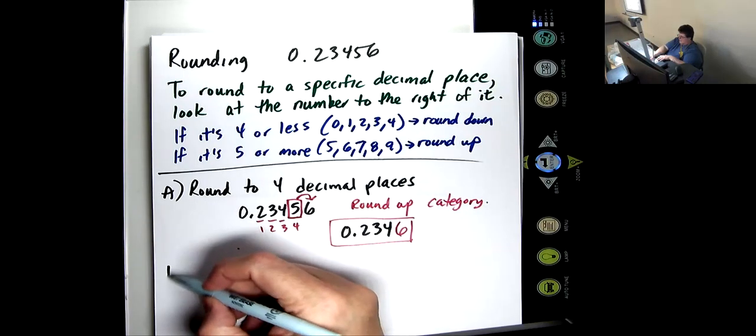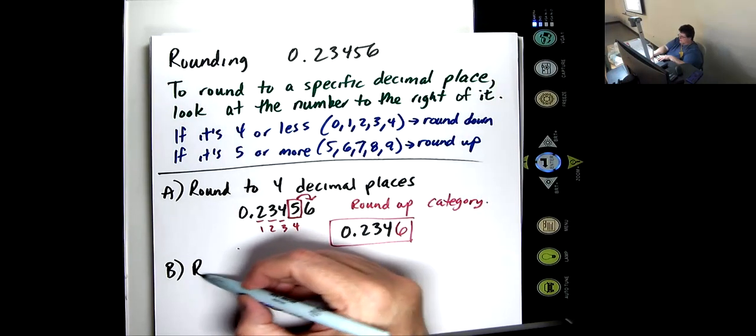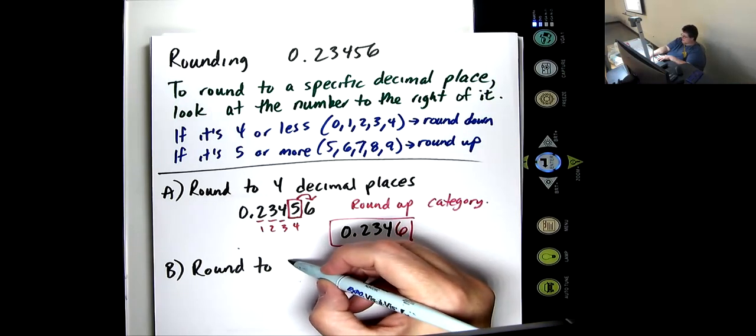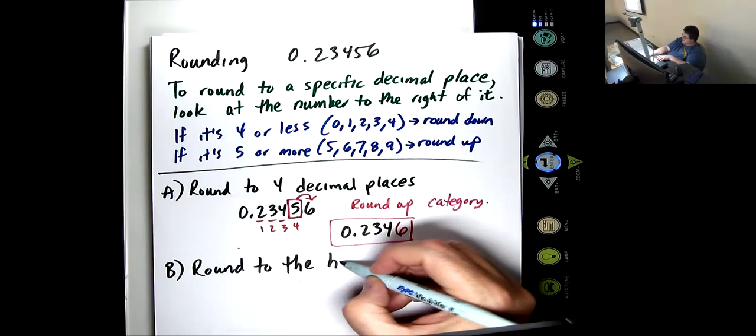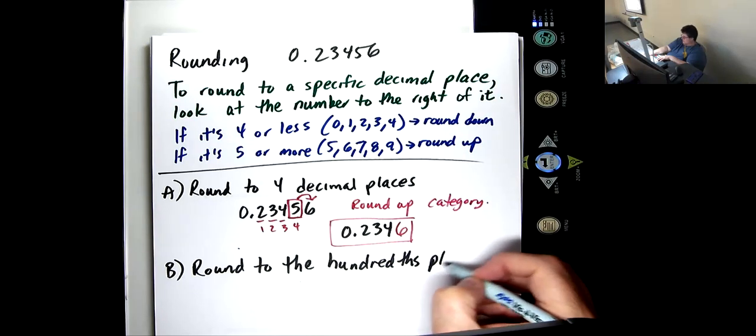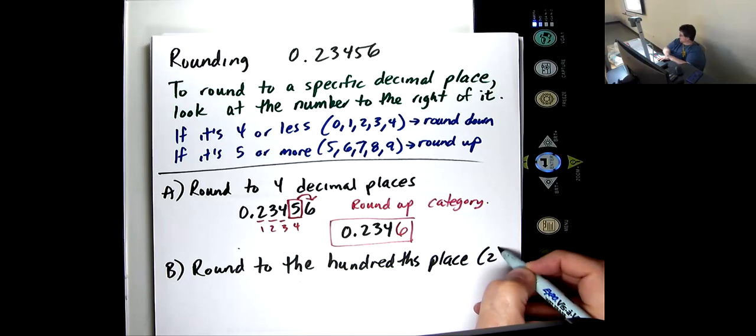We got 1 minute left in this class. Let's do a quick one for the other direction. Round to 2 decimal places, or round to the hundredths. Let's write in the other terminology. Round to the hundredths place, which is the 2 decimal places.